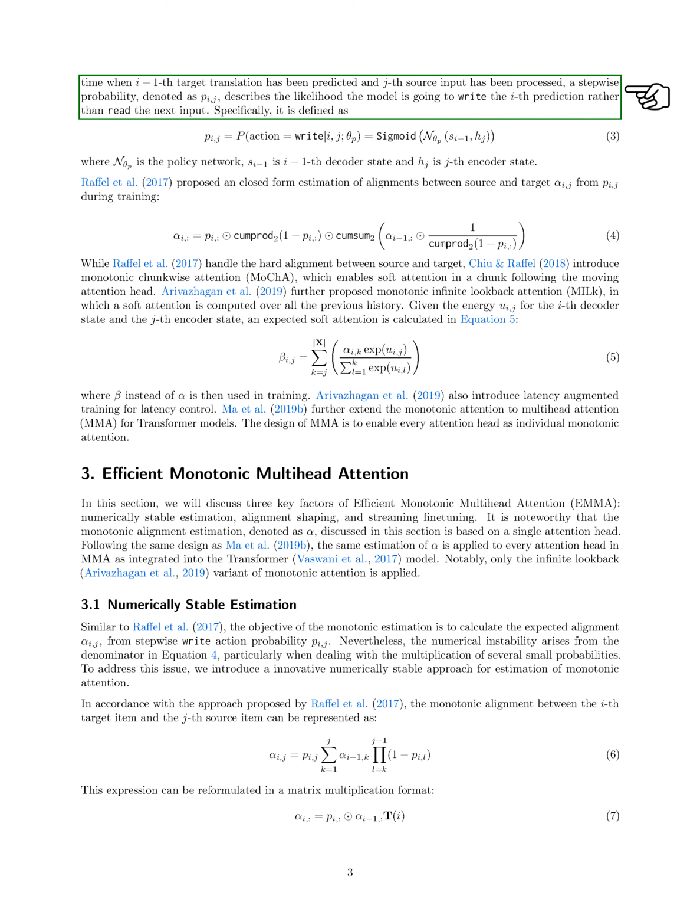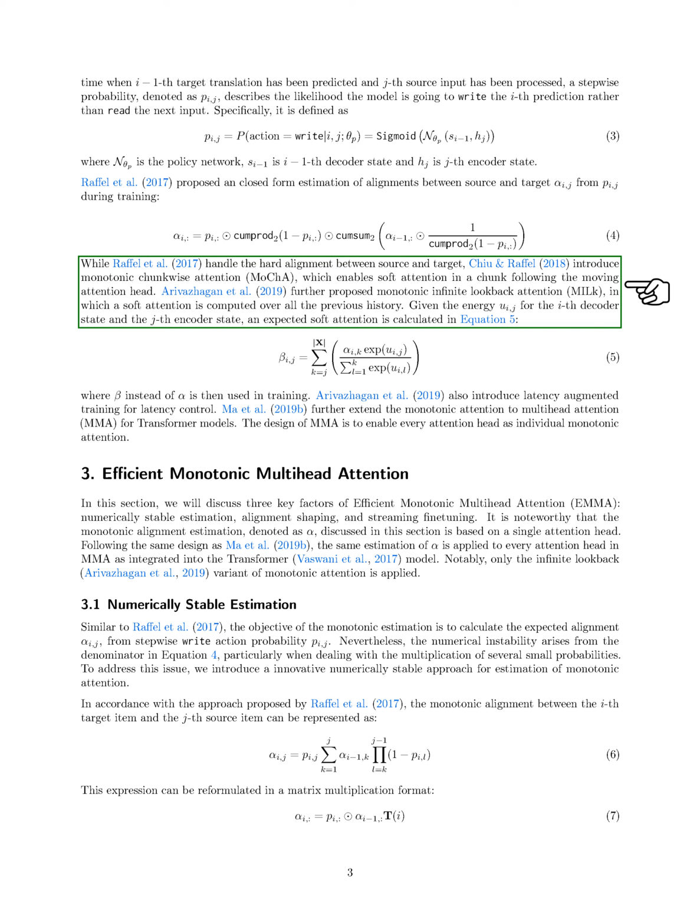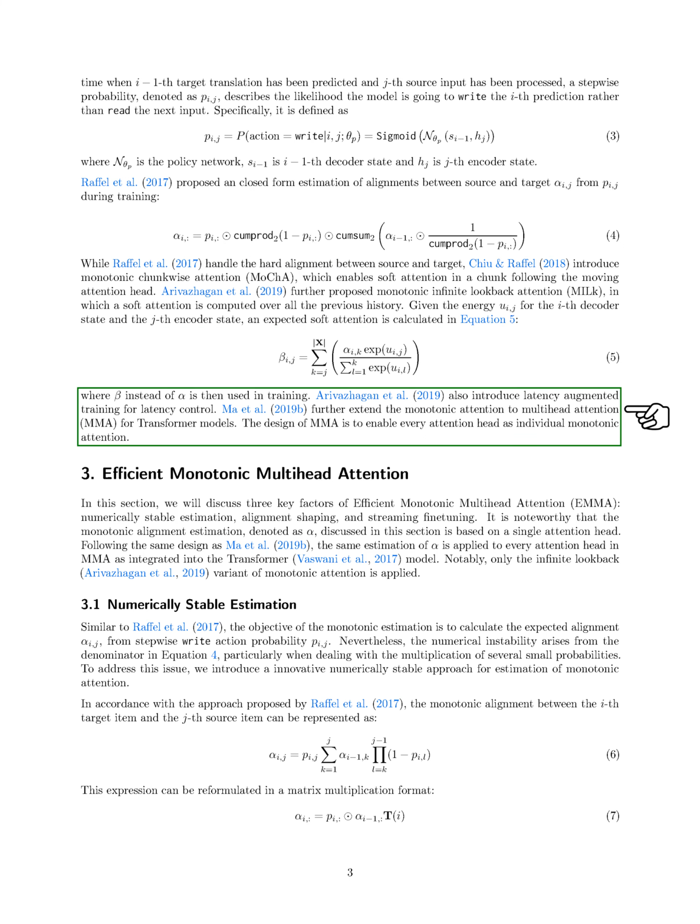There are also methods to estimate alignments between source and target from P_i,j during training. Some models introduce soft attention in a chunk following the moving attention head, while others compute soft attention over all the previous history. These models also introduce latency-augmented training for latency control. Some extend the monotonic attention to multihead attention for transformer models, enabling every attention head as individual monotonic attention.